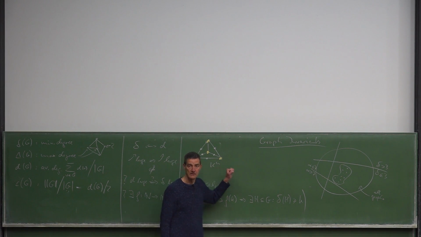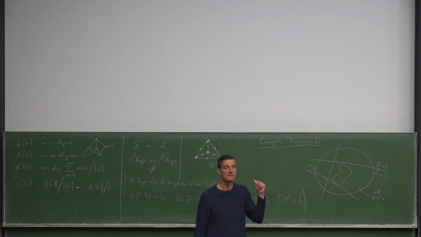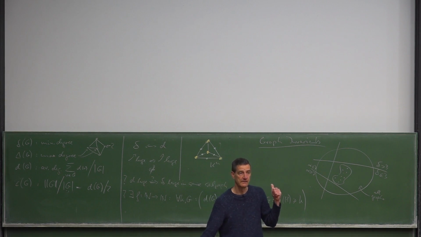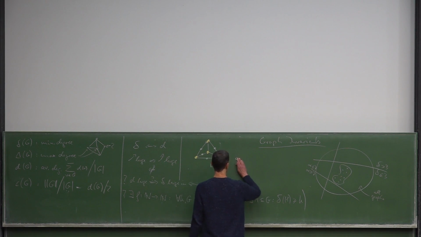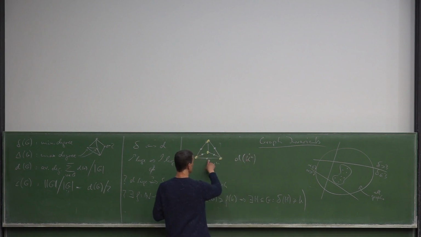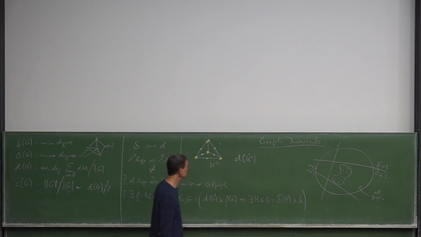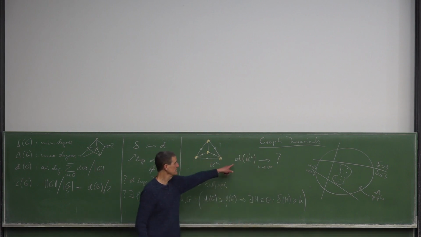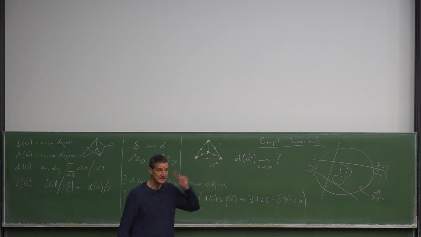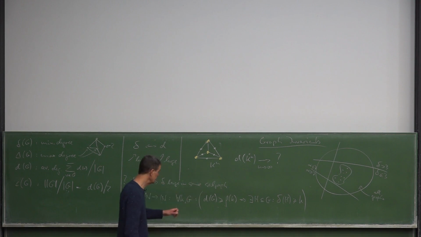Okay, question. When n goes to infinity, how does the average degree of this behave? Let me call this K_n with a dot, right? Every edge gets another vertex on it. When n gets large, how does the average degree of this behave? Does that go to infinity too? If it does, then we really have a counterexample.